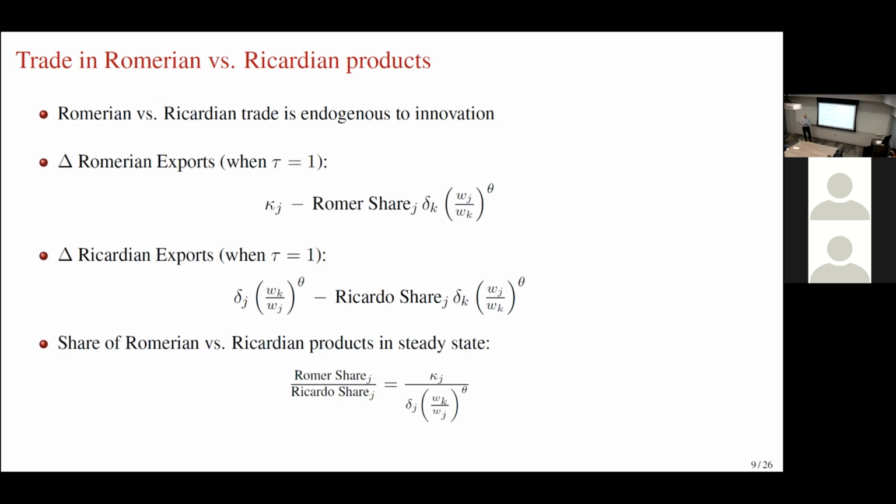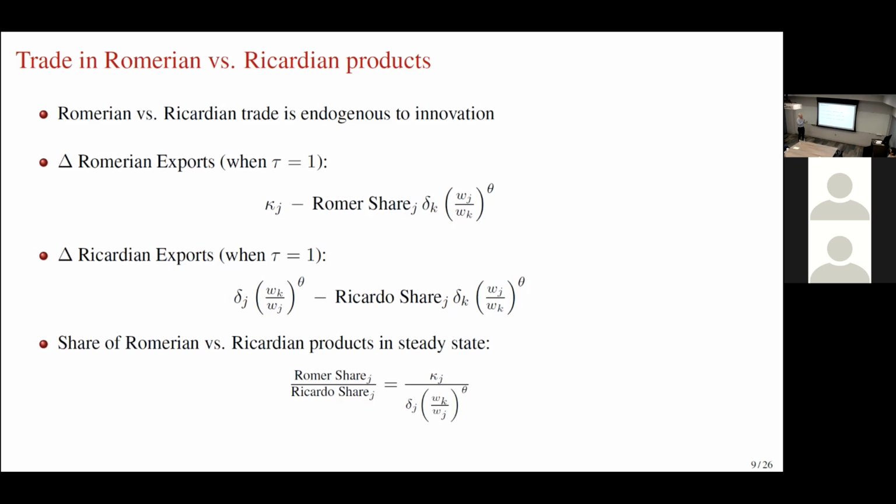Trade costs don't matter for this share of Romerian versus Ricardian. Well, sure, they do. But in this case, it's just because we like the formula in this case. And then in the 20 country case with trade variables, I'll plot this against kappa and against delta and say, wow, that's pretty good. So it's not exactly true, but it conveys a bunch of the intuition.